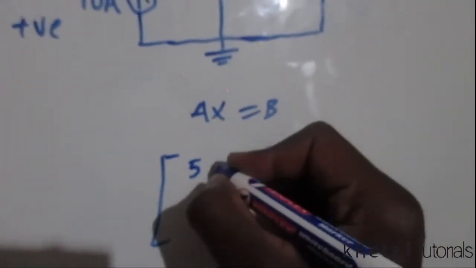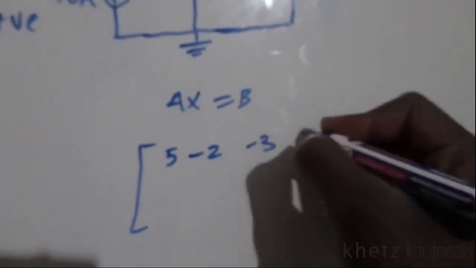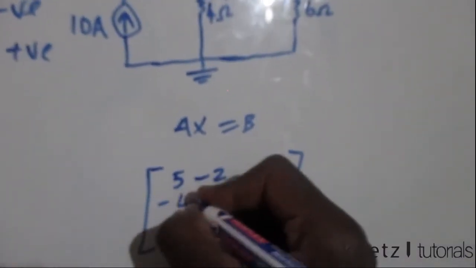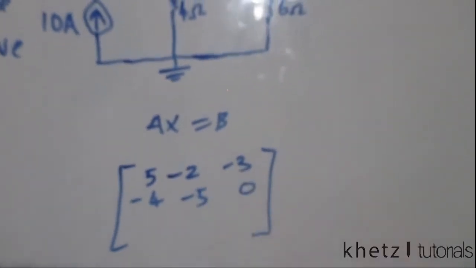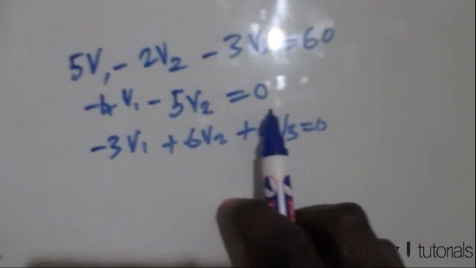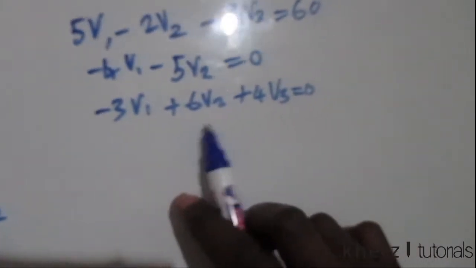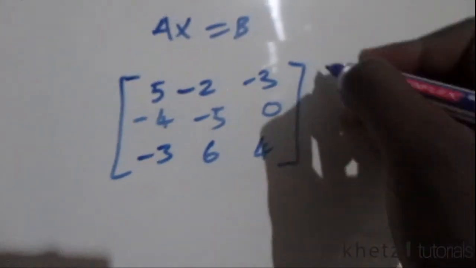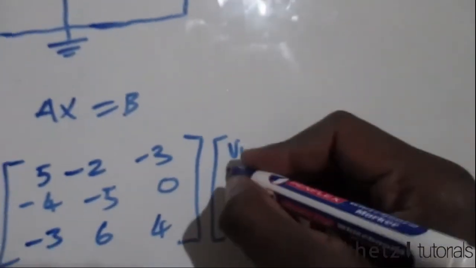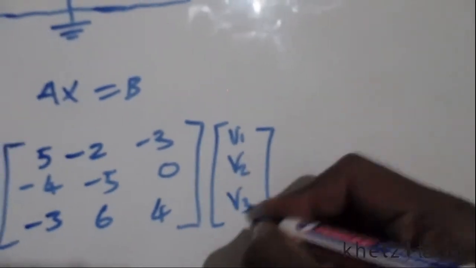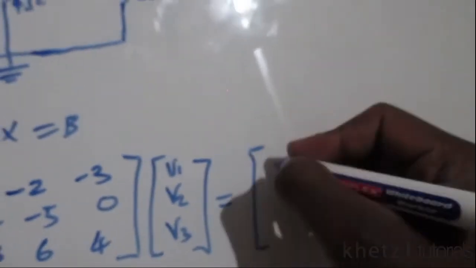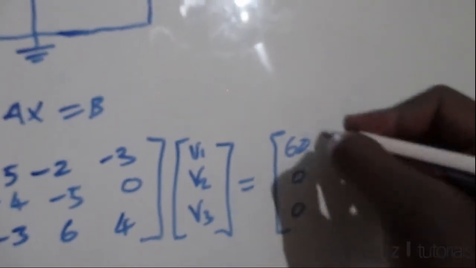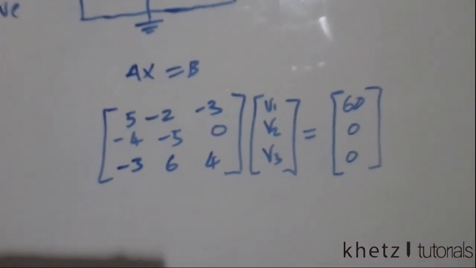We have 5, -2, -3, then -4, -5, 0, because there's no V3 term in the second equation. And finally, -3, 6, and 4. The variables of interest are V1, V2, and V3, and equal to the B matrix, which holds the constants on the other side of the equal sign. So we transform this system of equations into matrix form.